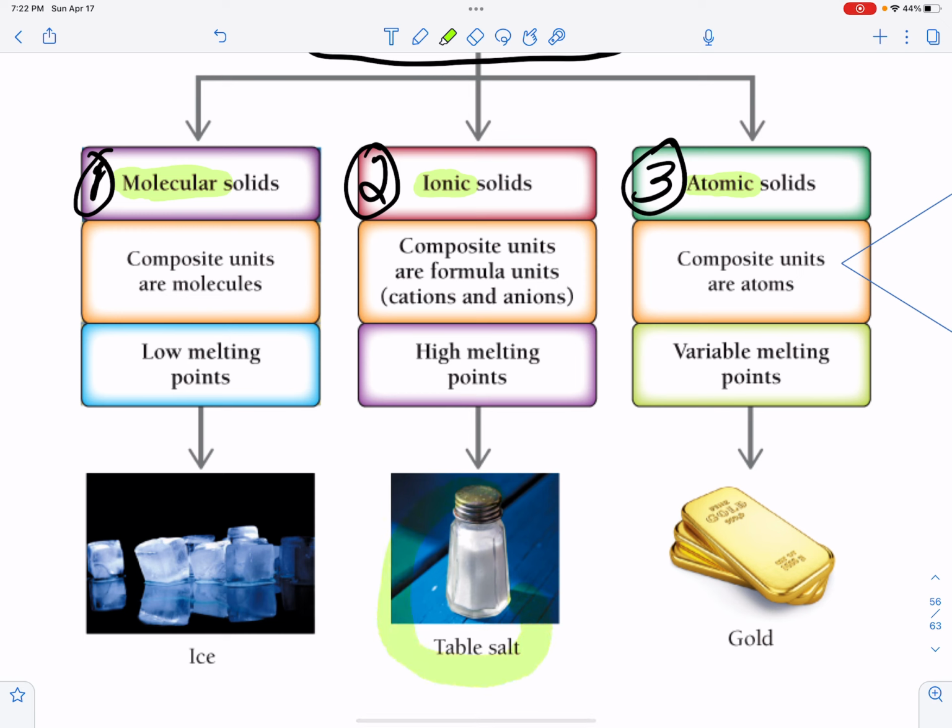Salt, like the one you're seeing here, is made out of sodium chloride. And we know that sodium is a metal and chlorine is a non-metal. The sodium loses an electron, becoming a cation. The chlorine gains an electron, becoming an anion. So it's made out of ions, usually a metal and a non-metal. So those are going to be my ionic solids.